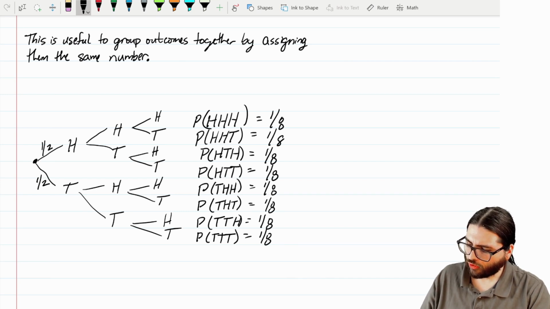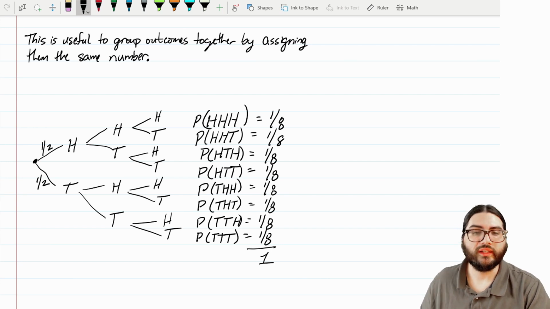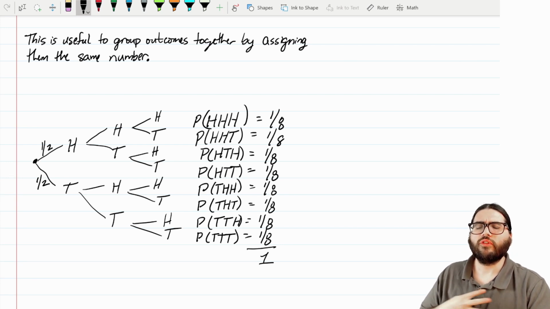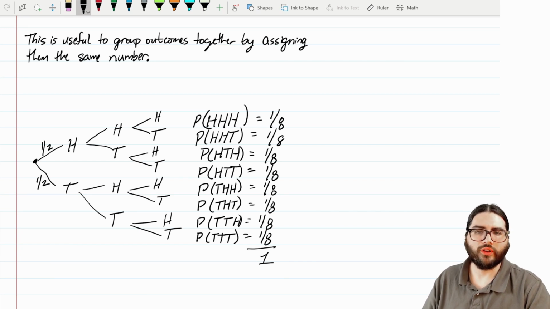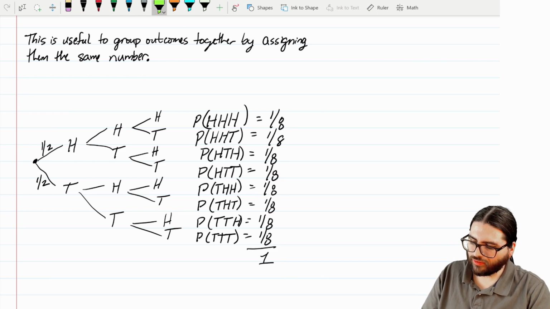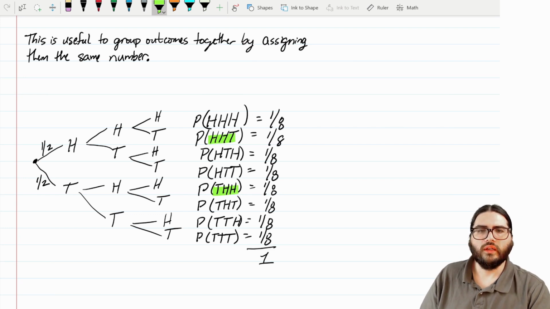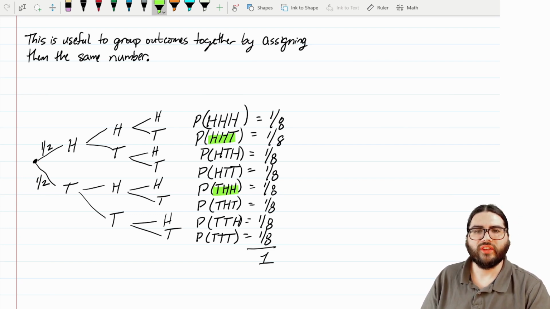But just because they're all equally likely and they add together to be 1 like it should be, doesn't mean that from the outsider's perspective, I would consider all of these outcomes the same. And for example, if I just flipped 3 coins and I didn't stamp a number or a serial number on each one of them, how could I tell the difference between this outcome and this outcome? Okay. In one of them, I have heads, heads, tails. The other one, I have tails, heads, heads.